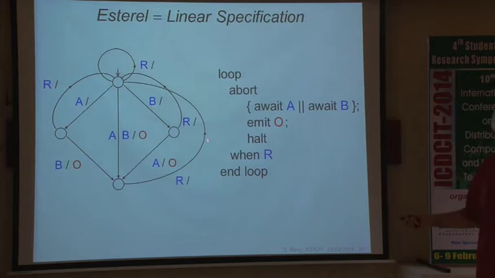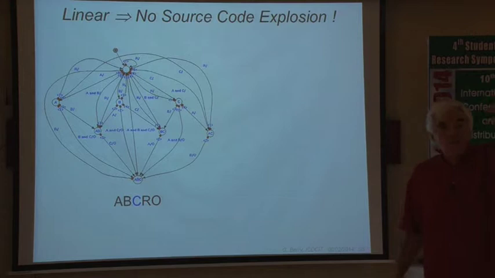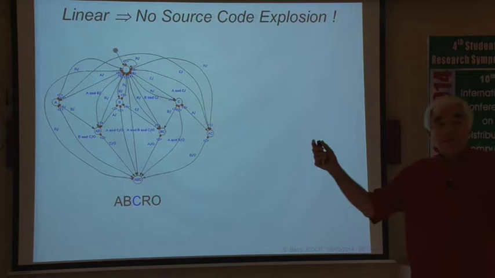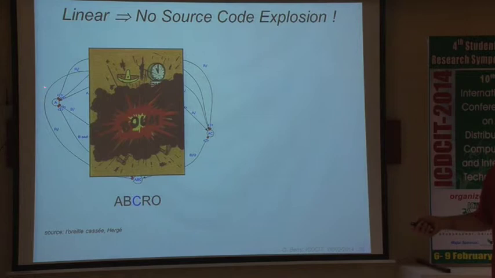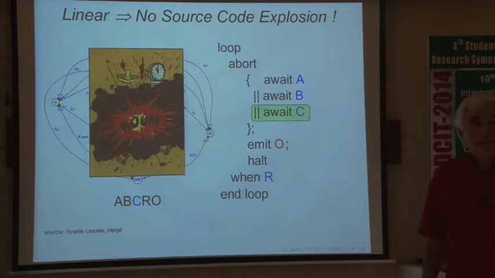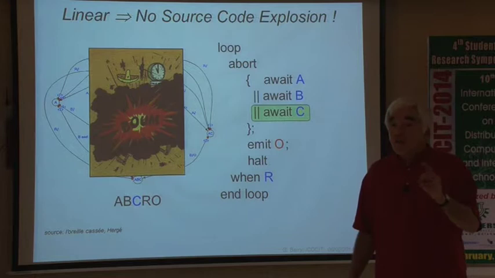Assume you wait for three things instead of two. If you make a state machine, you need a cube. Four, you need 16, 2 to the n. So it's exponential explosion, okay? In Esterel, well, you just add one line, and that's it. So that's fundamental. If you start making state machines, you are ready to accept your programs to be exponential in the size of the problem. Not really nice.